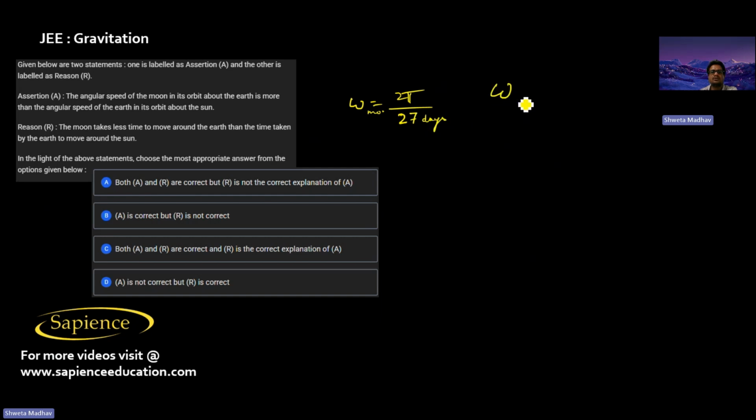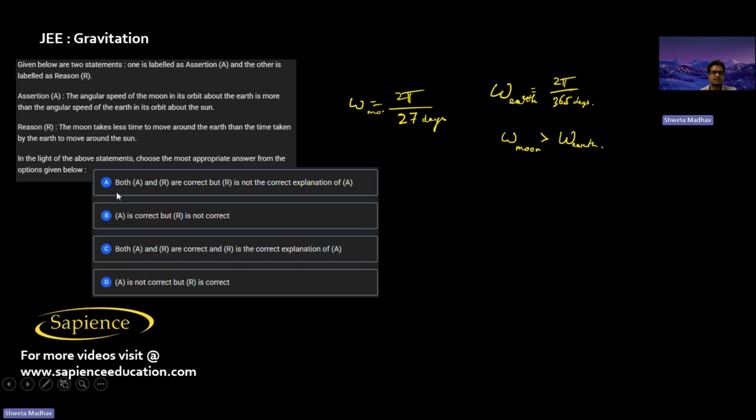And the angular speed of the earth about the sun is 2 pi by T, that is 365 days time period of revolution. So since the time period is higher, the angular speed of the moon is obviously more than the angular speed of the earth. The assertion is true. The reason is the moon takes less time to move around the earth than the time taken by the earth to move around the sun. Yes, that is true, so that is the correct explanation of the assertion also. So option A is the correct answer.